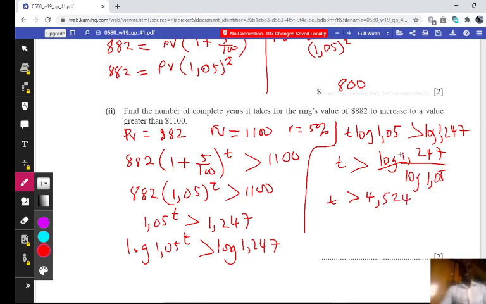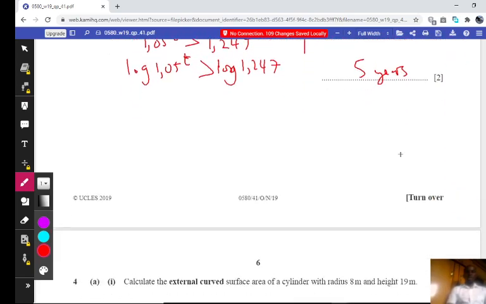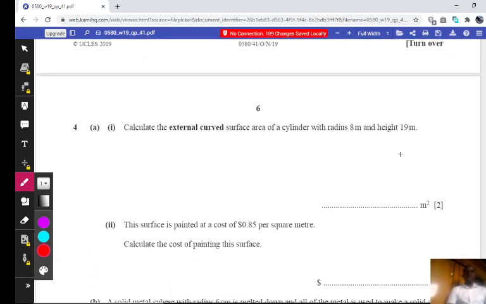In this case, what they want is the number of complete years. Please take note of that. The number of complete years. So it means the years are greater than 4.5, which means they are actually 5 years. 5 complete years for the amount to be greater than 1,100. Alright, we're done. Next question.